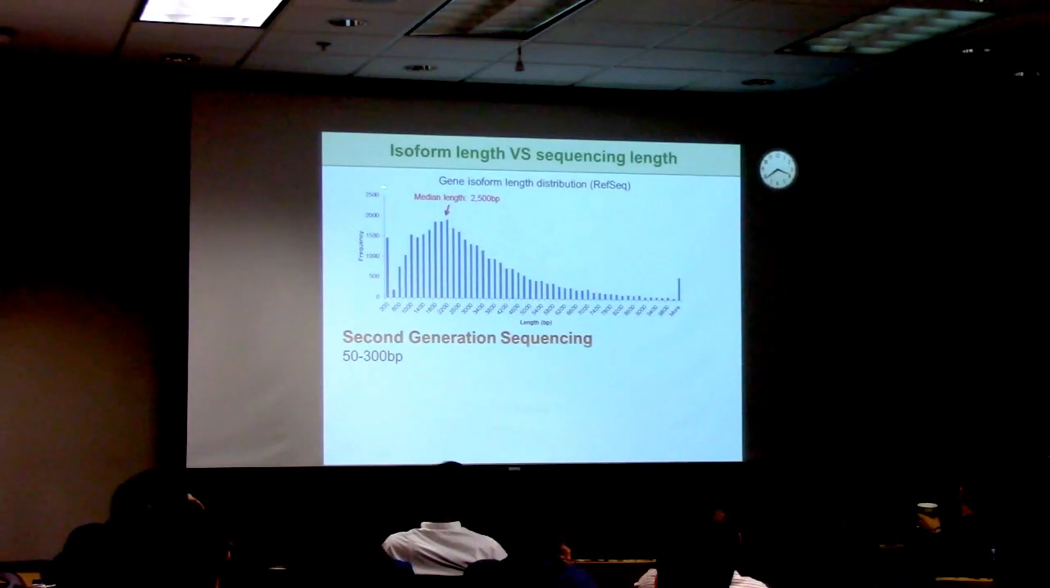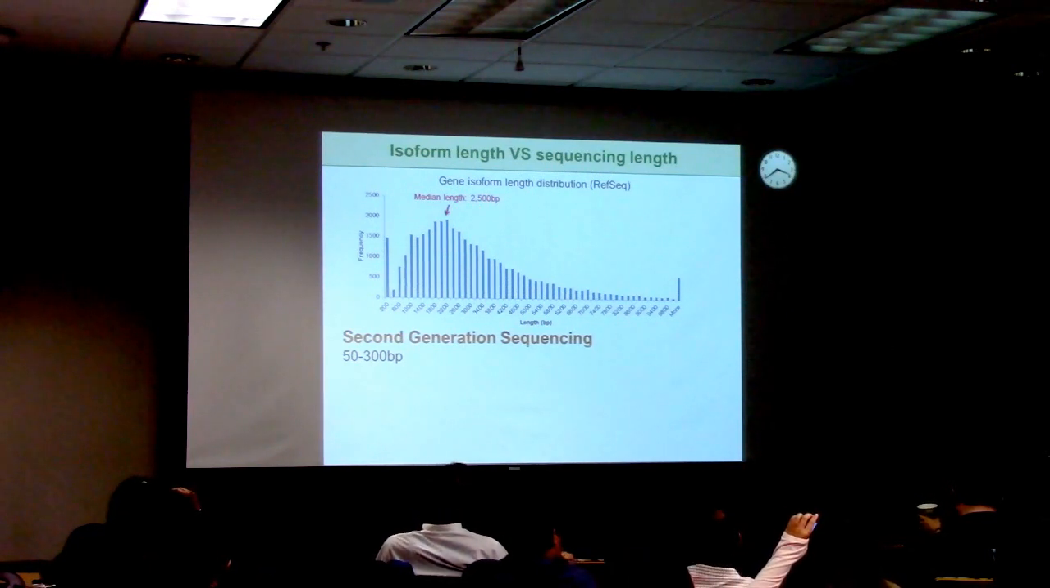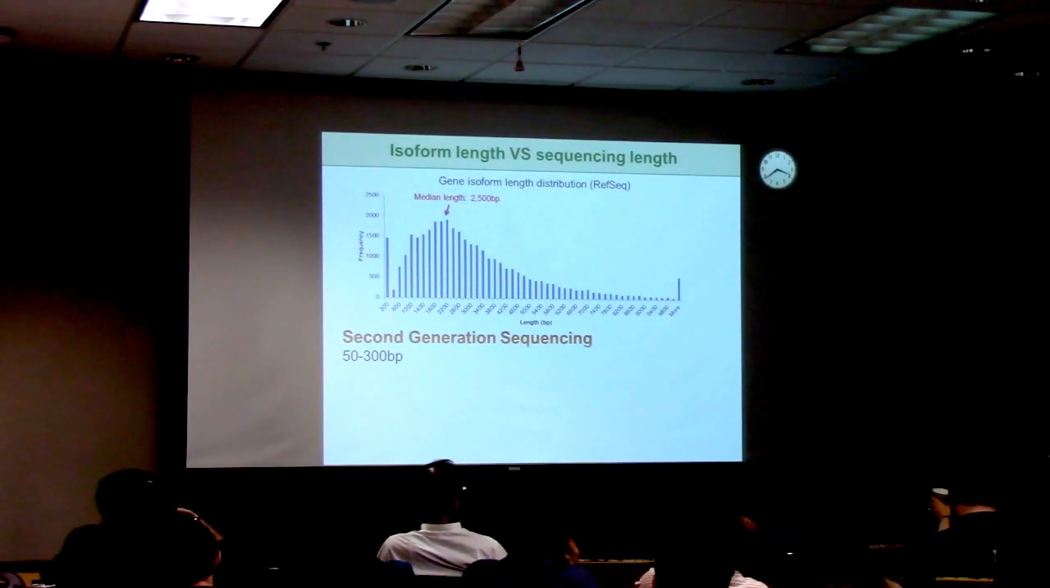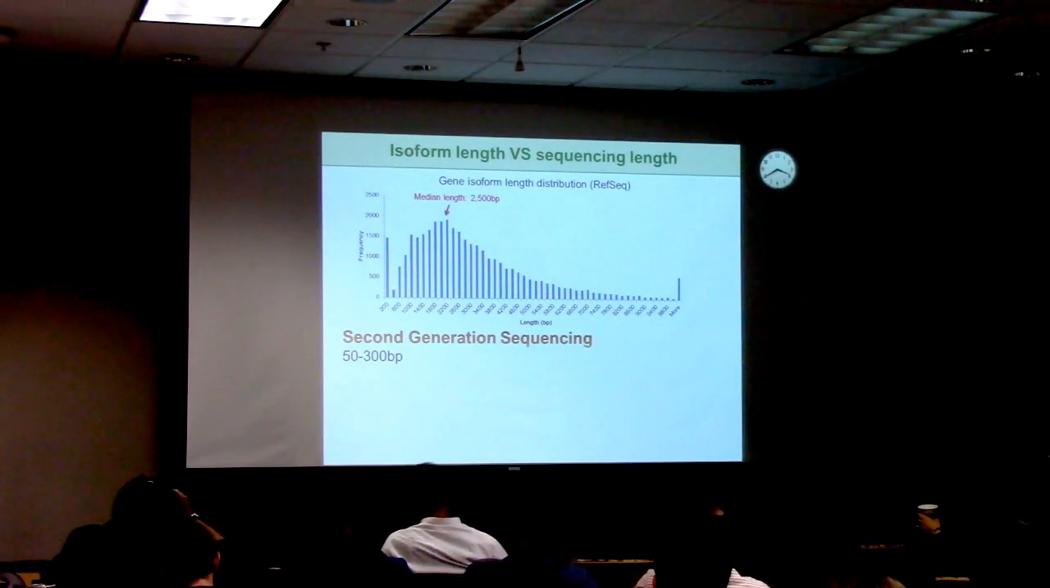This is the gene isoform length distribution. We have a median length of about 2,500 base pairs. And what you have on hand is Illumina data, 50 to 300 base pairs. It's pretty short. When you want to reconstruct something 10 times or even 100 times longer than that, you will run into a lot of problems. For example, the combination problem: you have to check all the possible combinations of the exons. So this is not good.